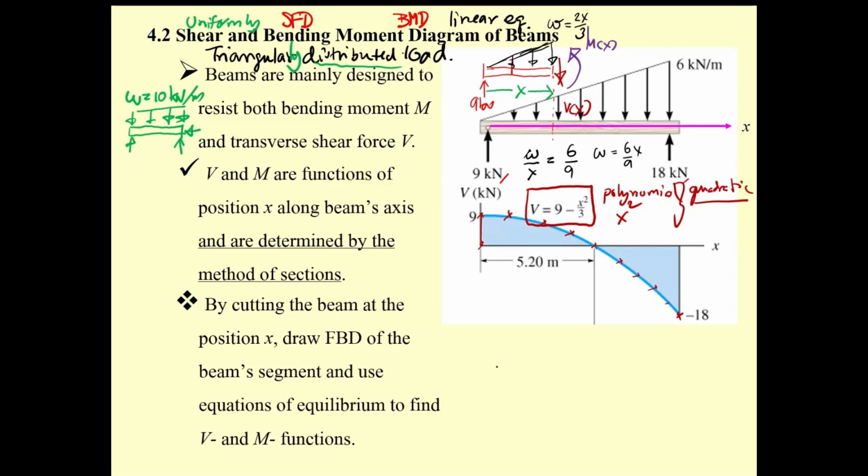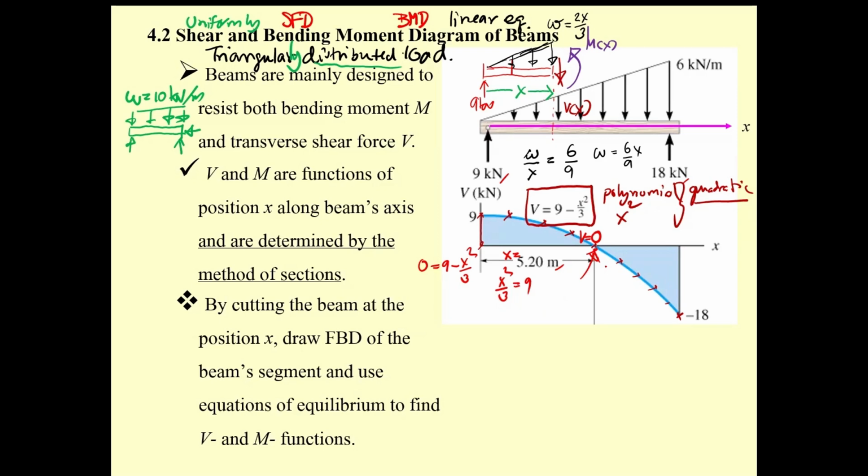And then there is one point over here having the value of shear of 0. Okay, the shear of 0. This is important. You've got to determine it. At this point, shear equal to 0, you can determine x by what? 0 equals 9 minus x squared over 3. So x squared over 3 equals 9. You solve it. Okay, x is going to be 5.2. This is important because this will provide the point of maximum moment.